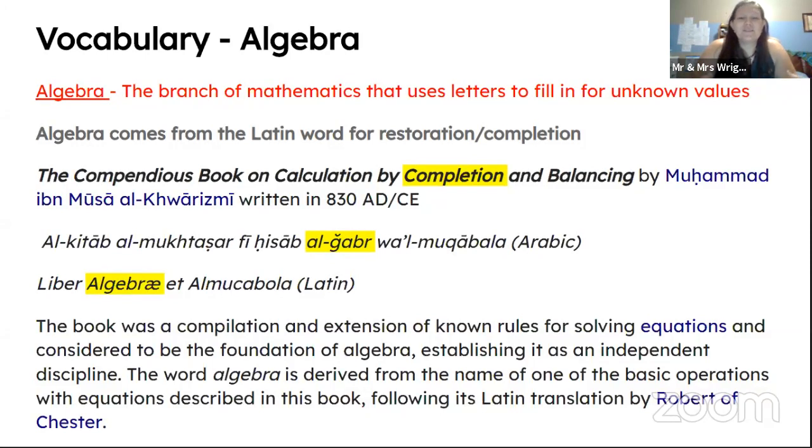What it means is you're just completing something. Something's missing, and we're going to figure out what that is. So with algebra, the things that are missing, we stick some letters in as placeholders to hold the place until we can figure out what they are.